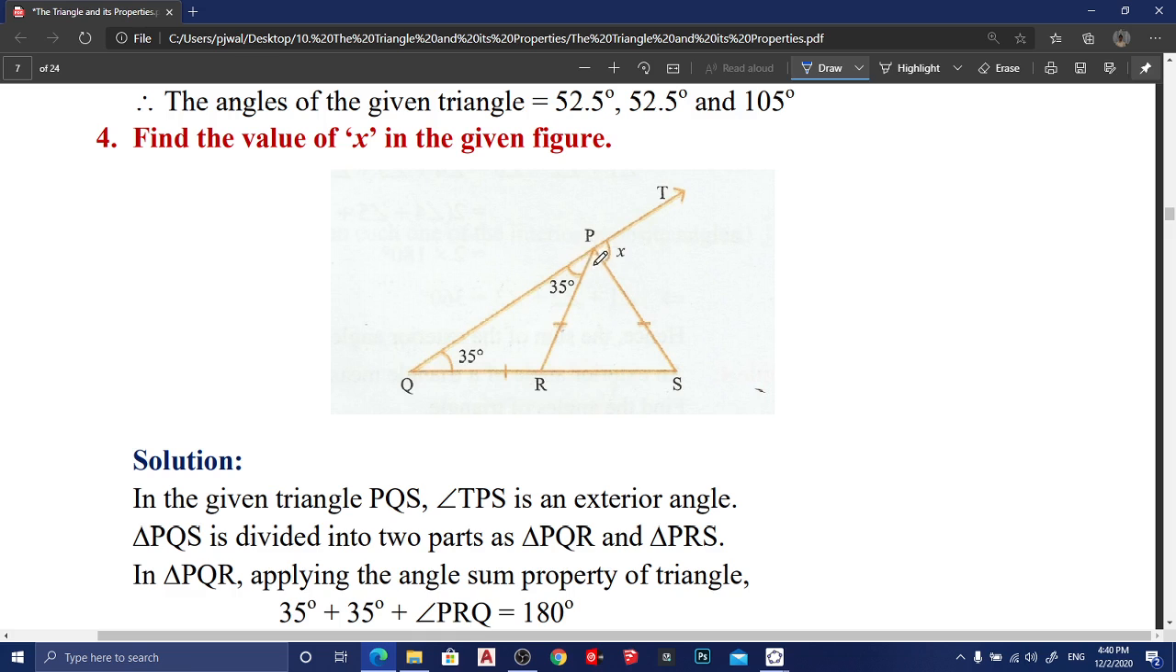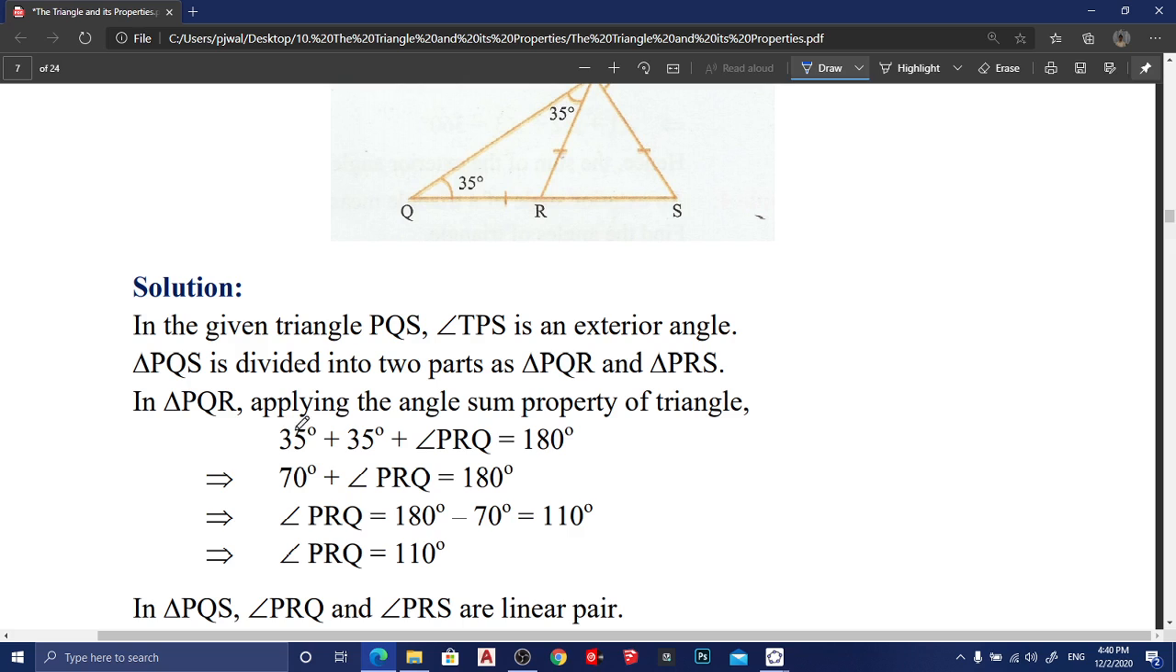First, observe here in this triangle PQR. By applying the angle sum property, you can find out the third angle, because it is already given that two angles are 35 and 35. So 35 plus 35 plus angle PRQ is equal to 180 degrees. So 70 plus angle PRQ is equal to 180. So angle PRQ is equal to 180 minus 70, which is 110 degrees.